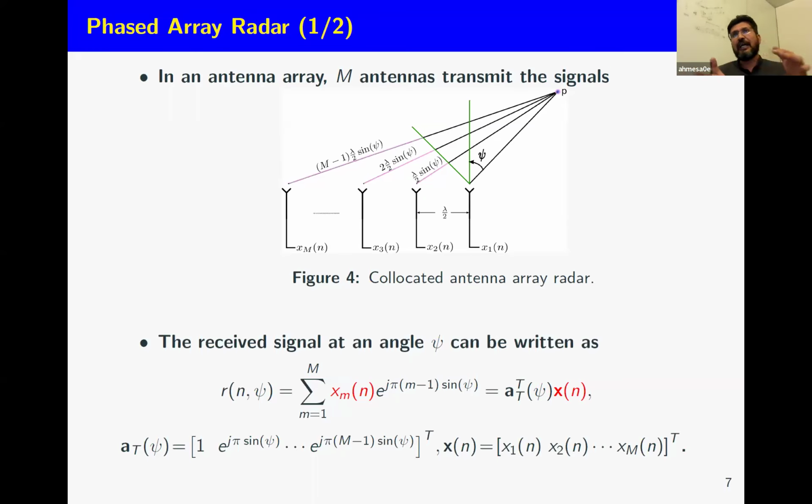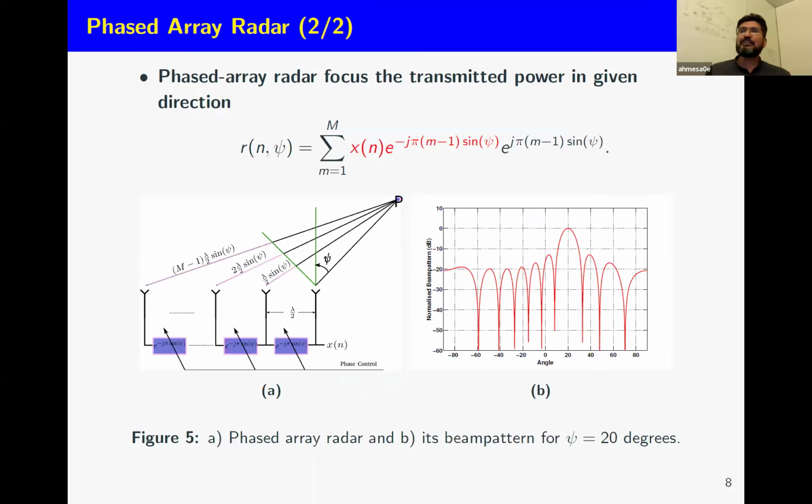If the phases are aligned, we will receive maximum power. If the phases are not aligned, if they are out of phase, then we will receive minimum power. So what can we do to maximize the power in one direction, in the direction of P? For example, if there is a target in the direction of P and the direction angle is psi, how can we maximize this power?